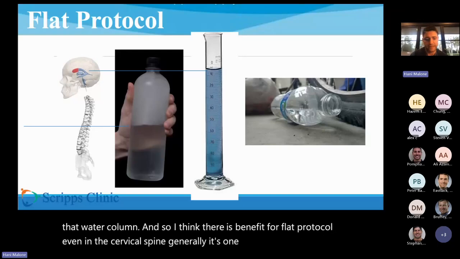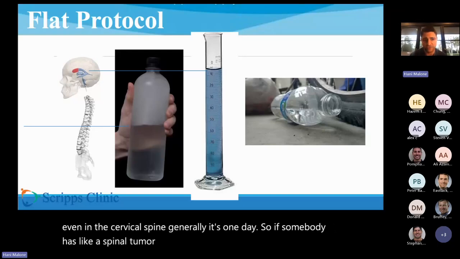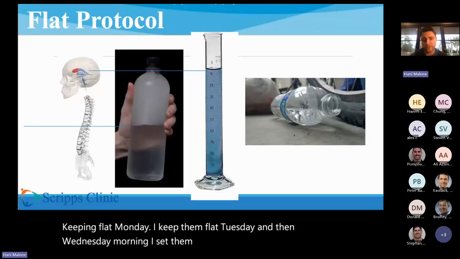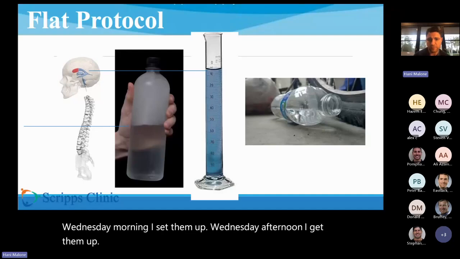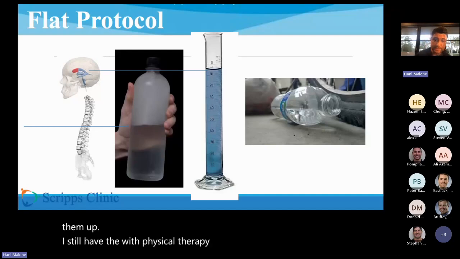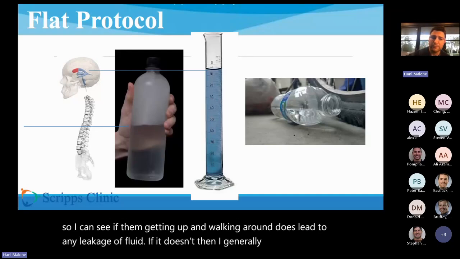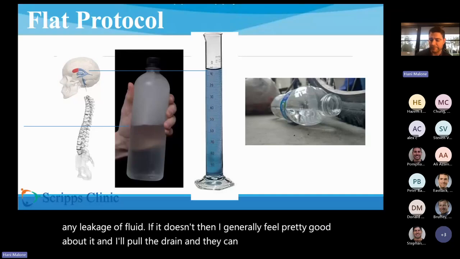Generally, it's one day. So if somebody has a spinal tumor or an iatrogenic durotomy on Monday, I keep them flat Monday, I keep them flat Tuesday, and then Wednesday morning, I sit them up. Wednesday afternoon, I get them up with physical therapy, and I still have the drain in place. So I can see if them getting up and walking around does lead to any leakage of fluid. If it doesn't, then I generally feel pretty good about it. I'll pull the drain and they can either go home that day or the following day.